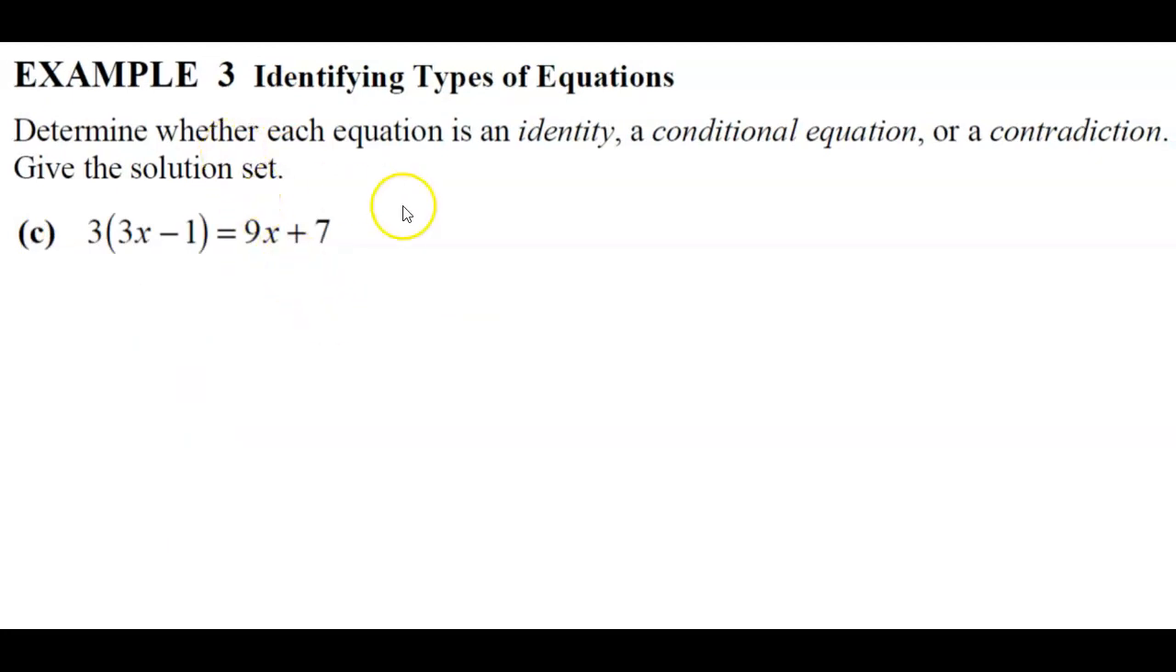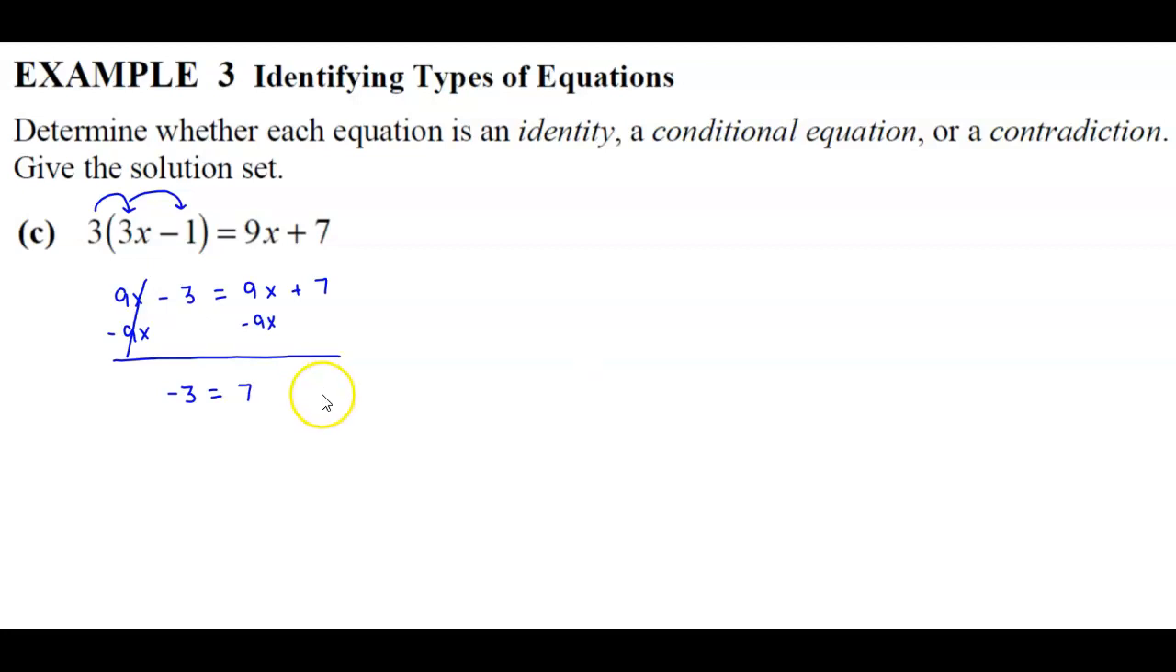Next, we want to determine whether each equation is an identity, a conditional, or a contradiction. So here, we're going to go ahead and distribute the 3 to those two terms. So 3 times 3x is going to give us 9x. 3 times -1 is going to give us -3. And that's going to equal 9x plus 7. Now again, since we're solving for x, we're going to subtract 9x from both sides. Subtracting 9x from both of those, we know that's going to give us 0 on the left side, so we have -3. 9x minus 9x is 0, plus 7, which is going to give us 7.